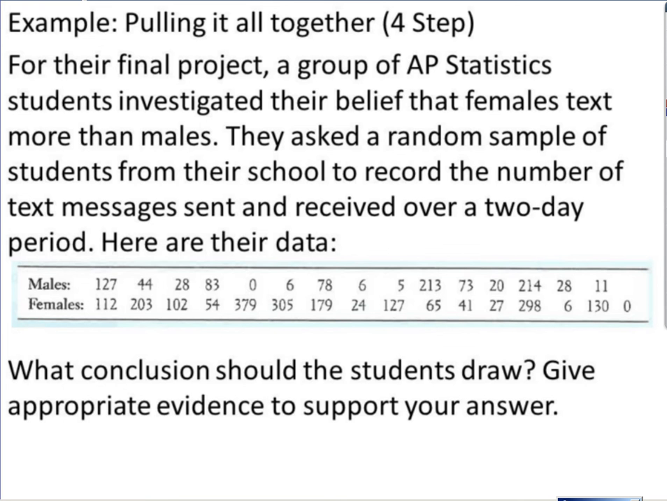For their final project, a group of AP Statistics students investigated their belief that females text more than males. They asked a random sample of students from their school to record the number of text messages sent and received over a 2-day period. Here are their data. What conclusions should the students draw? Give appropriate evidence to support your answer.